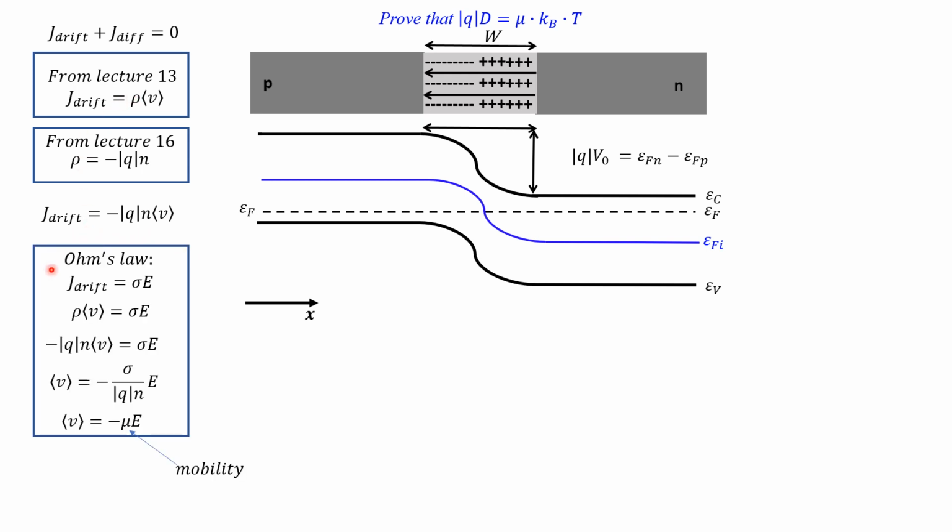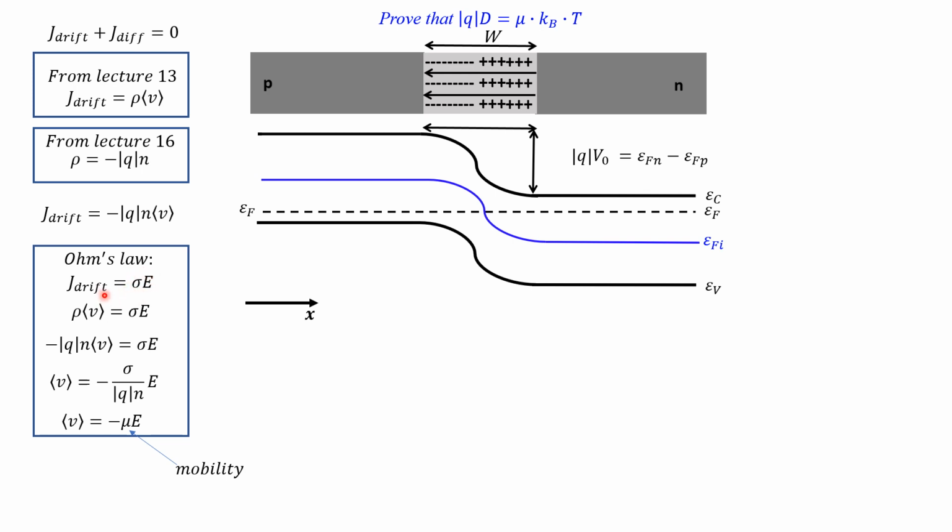Okay, so now we need to use Ohm's law. We have not discussed Ohm's law in this course, but you may have already encountered it in other courses like electrostatics or electrodynamics. But all we need in this course is really the statement of Ohm's law. According to Ohm's law, the drift current density is proportional to the electric field, and this proportionality constant is called the conductivity. So this is the conductivity of the material.